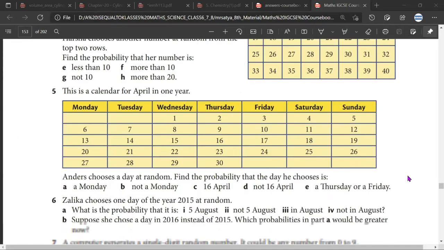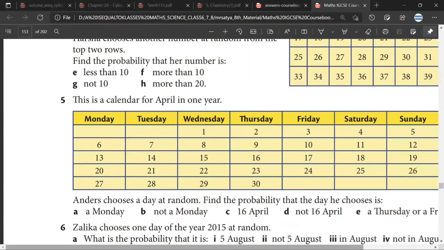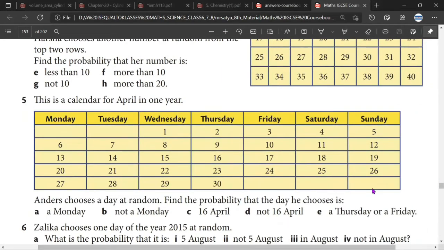Again, let us focus on this question. This is again one of the easier questions. So April in 1 year is given. These are the dates which are mentioned. Have you understood? This is the calendar date. Satya, have you understood? Yes, sir. Okay. Now, Anders chooses a day at random. Find the probability that the day he chooses is a Monday.